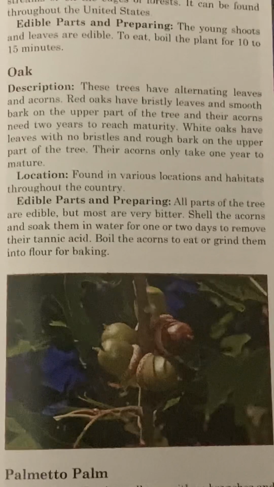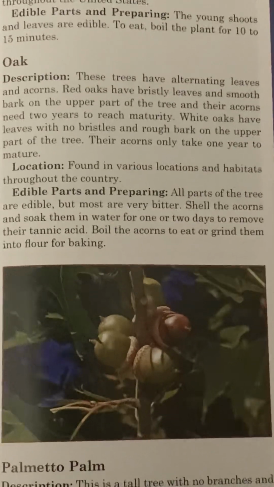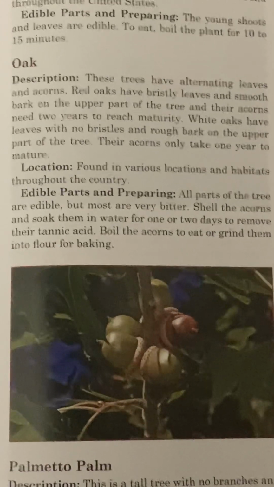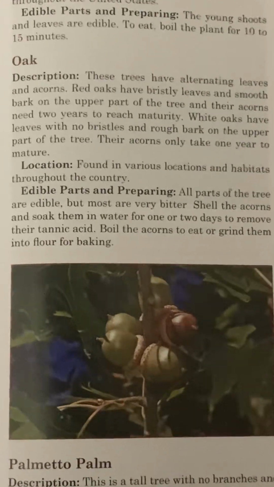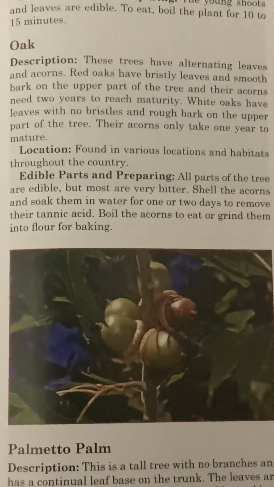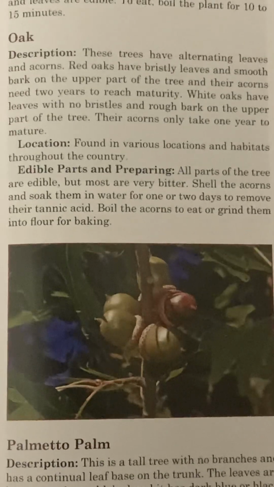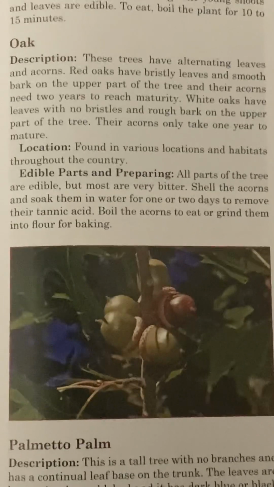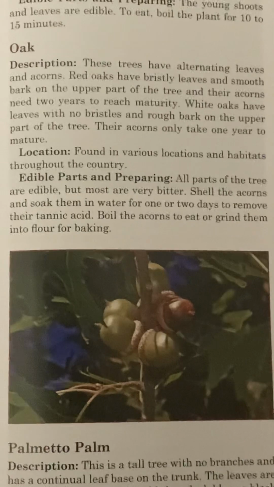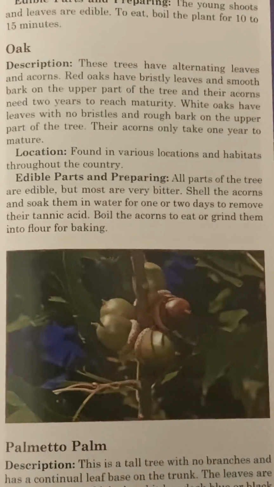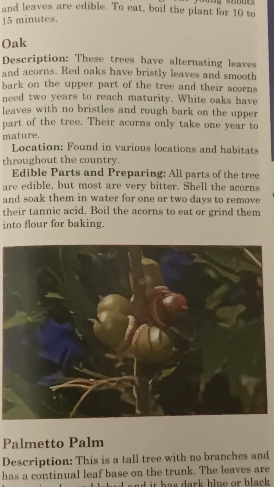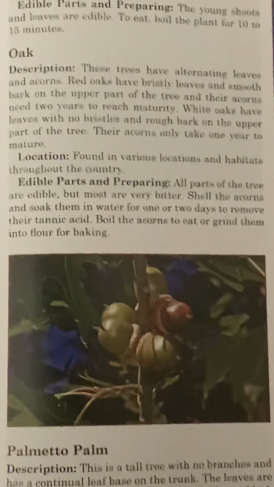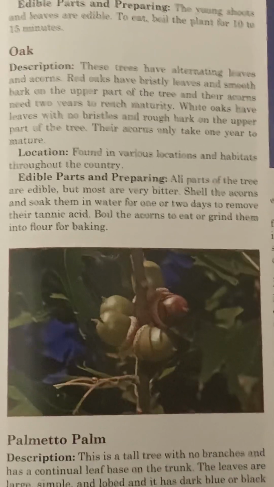Oak. Description. These trees have alternating leaves and acorns. Red oaks have bristly leaves and smooth bark on the upper part of the tree, and their acorns need 2 years to reach maturity. White oaks have leaves with no bristles and rough bark on the upper part of the tree. Their acorns only take 1 year to mature.